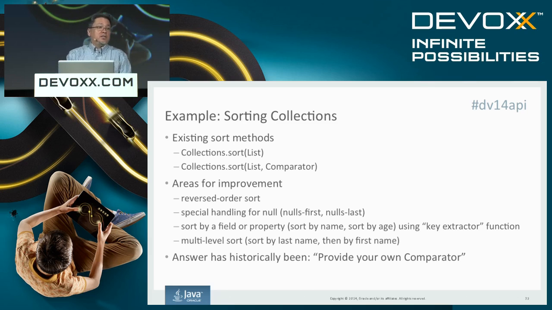And then there's another thing too, which is a multi-level sort. If you have a person with a first name and a last name, you might want the first level sort to be last name, and then for people with the same last name, sort by first name. But anyway, to do any of these things prior to Java 8, you basically have to write your own comparator.